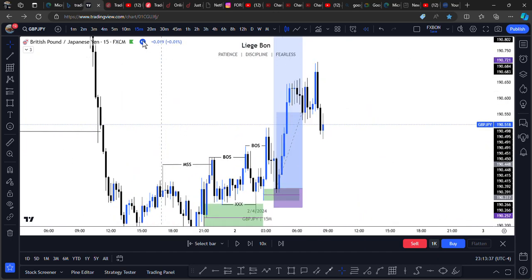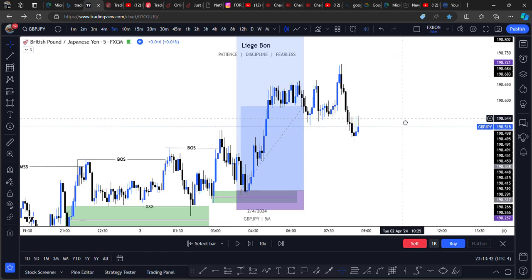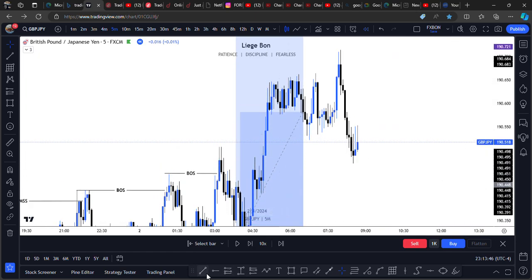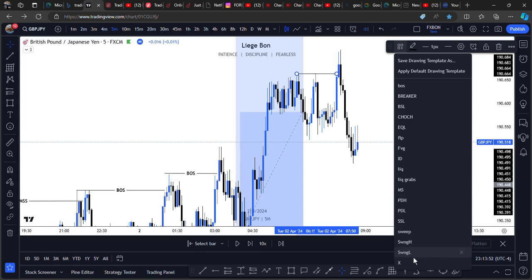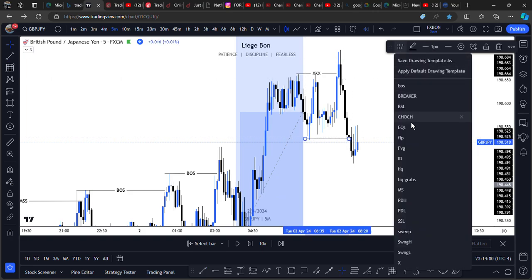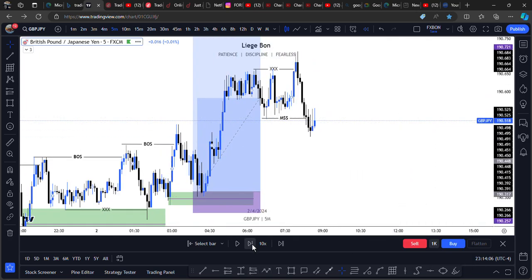Okay, let's go back on the 5 minutes time frame. All right, we can see this. This could be our possible liquidation, and this right here, we could call this a shift. So let's play this and see what happens.